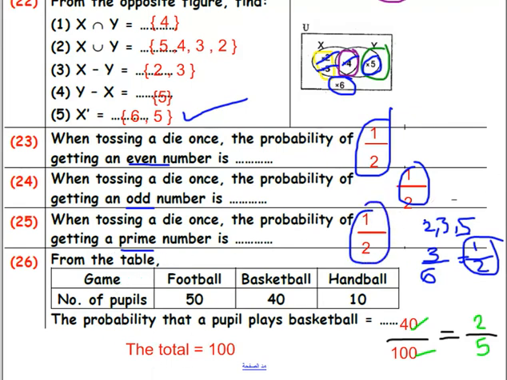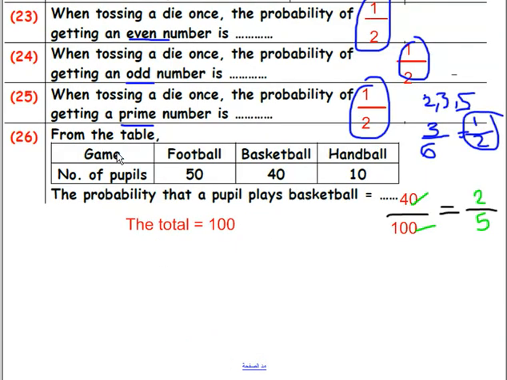The last one. From the table, game, number of pupils. The games are football, basketball and handball. Number of pupils who play football, 50 pupils. Basketball, 40 pupils. Handball, 10 pupils. He asks you, what is the probability that a pupil plays basketball?